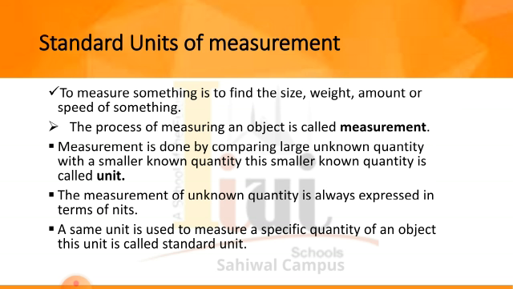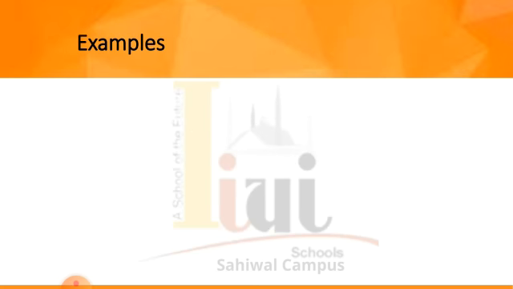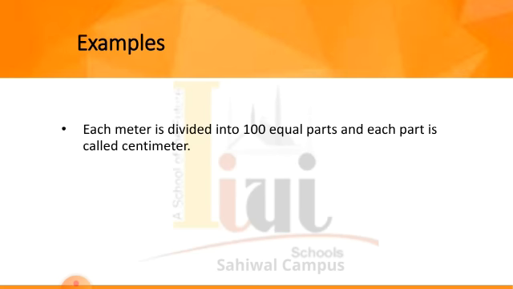However, a meter scale is quite big to be comfortably used to measure small distances. Thus, each meter is divided into 100 equal parts, and each part is called a centimeter. So 1 meter is equal to 100 centimeters. Basically, 1 meter is a standard unit that is equal to 100 centimeters. Each meter is divided into 100 equal parts, and each part is called a centimeter, so 100 centimeters make 1 meter.